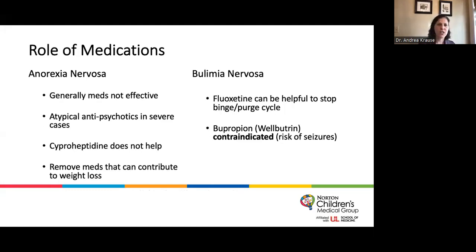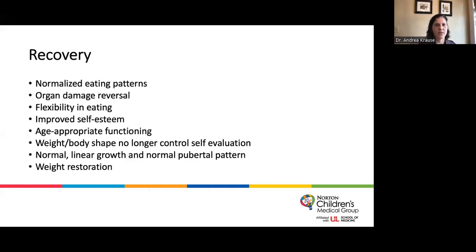Roles of medications for anorexia: not really any medicines, other than if it's super severe, like hospitalized or at a residential facility. Sometimes they'll use atypical antipsychotics to help in severe cases. With bulimia, fluoxetine has been shown to be useful for binge purge cycles. However, Wellbutrin is contraindicated due to risk of seizures.